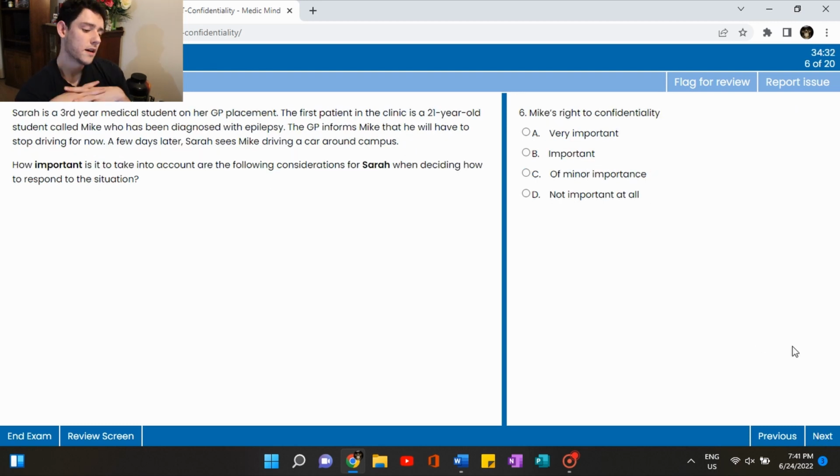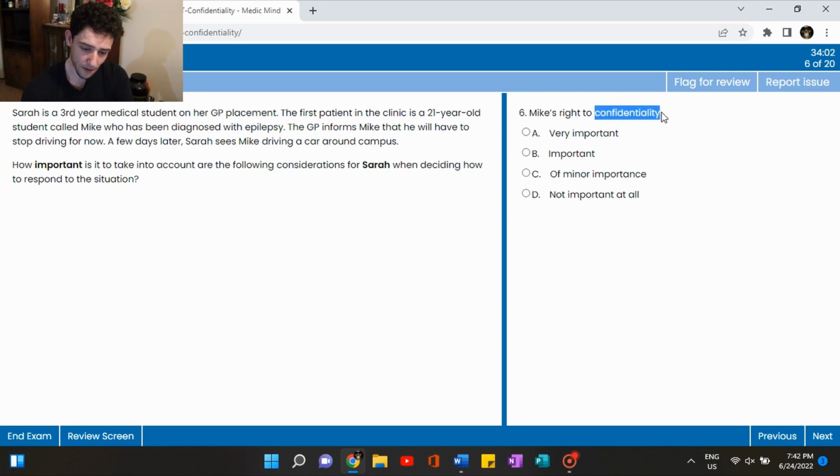Oh, here we go. Sarah is a third-year medical student on her GP placement. The first patient in the clinic is a 21-year-old student called Mike. He's been diagnosed with epilepsy. The GP informs Mike that he will have to stop driving for now, but a few days later, Sarah sees Mike driving a car around campus. So, number 6, Mike's right to confidentiality. How would you rank this when deciding how to respond?